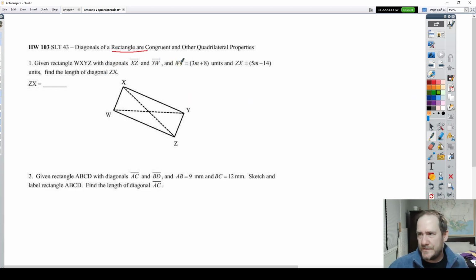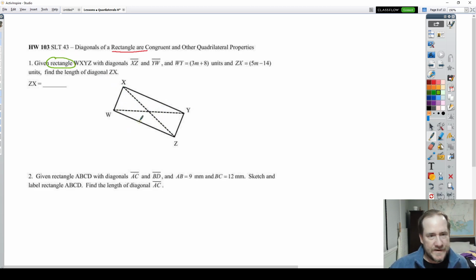So let's see. It says WY. WY is this entire diagonal, and it's 3m plus 8. And then we got ZX. That's this diagonal. It's 5m minus 14. Well, it says this thing's a rectangle. And in a rectangle, these diagonals are congruent.